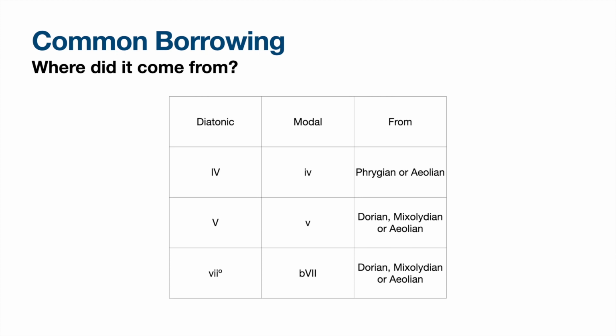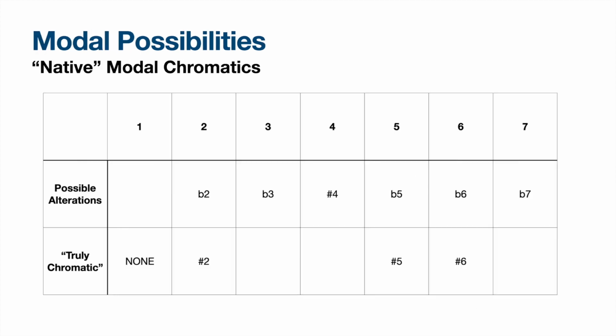The minor 4 can be borrowed from the Phrygian or Aeolian. All right. So depending on this one, if your key is in major, give credit to the Mixolydian. If it's in minor already, give credit to Dorian or Aeolian. There you go. All right. So back to here. We have our native modal chromatics. So these are the ones that can be attributed to a mode. So then I said, what are the truly chromatic scale degrees?